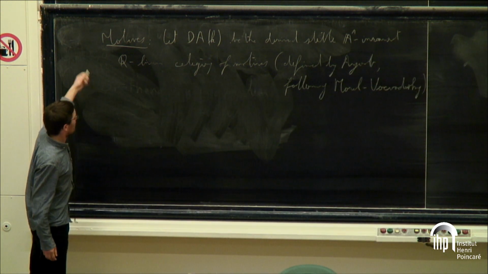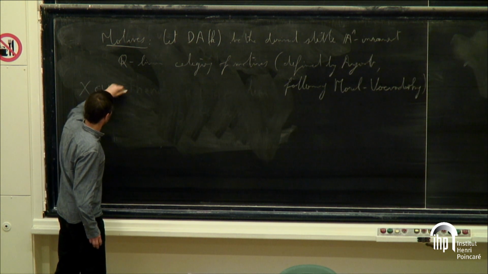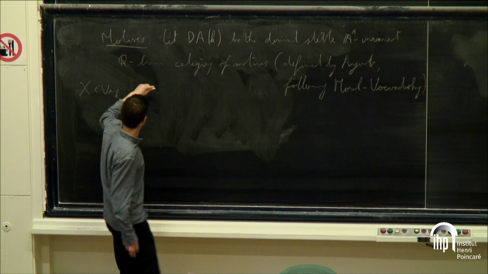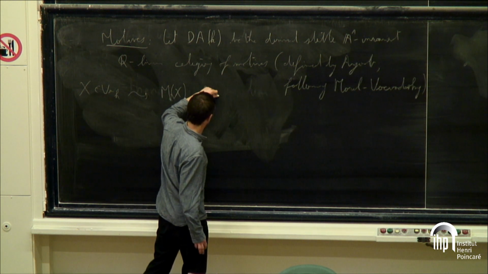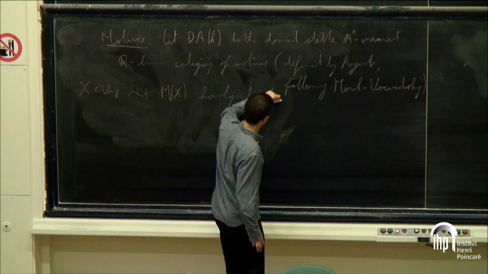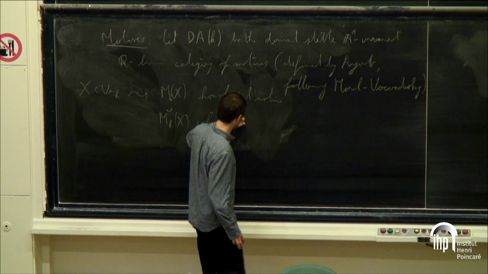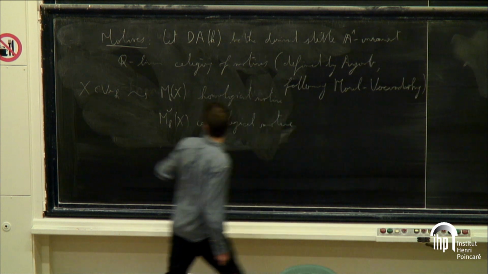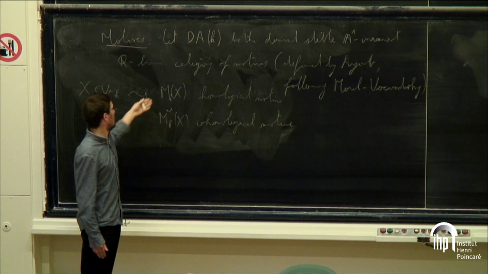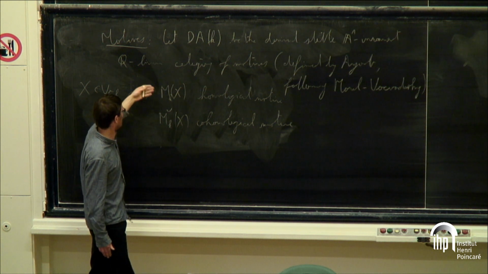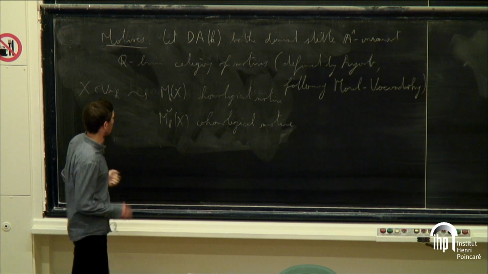So how should you think about this category? The point is that if I take X a variety over K, I get two motives in D of K, something I will denote M K of X, the homological motive, and the cohomological motive. You can think of the homological motive of X as a kind of universal homology for X. For example, knowing the homological motive of X, you will know all the homology groups of X in any reasonable homology theory.